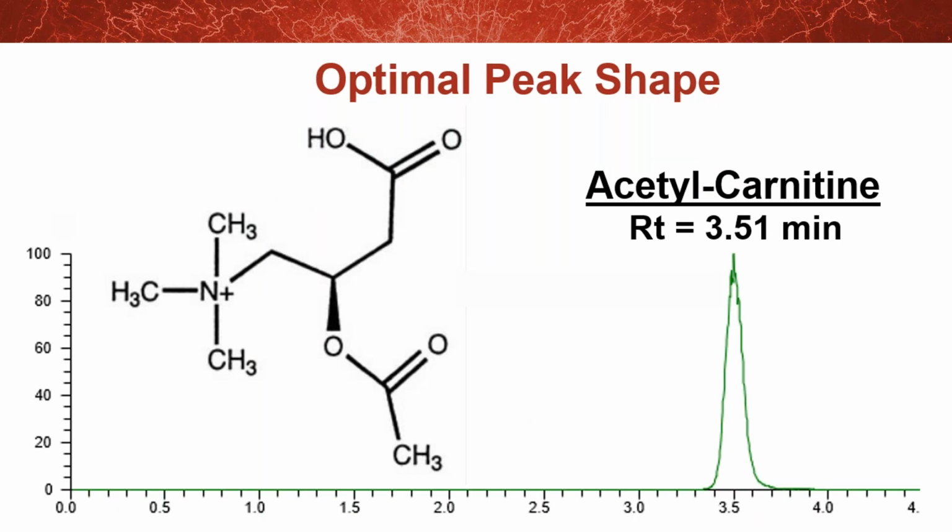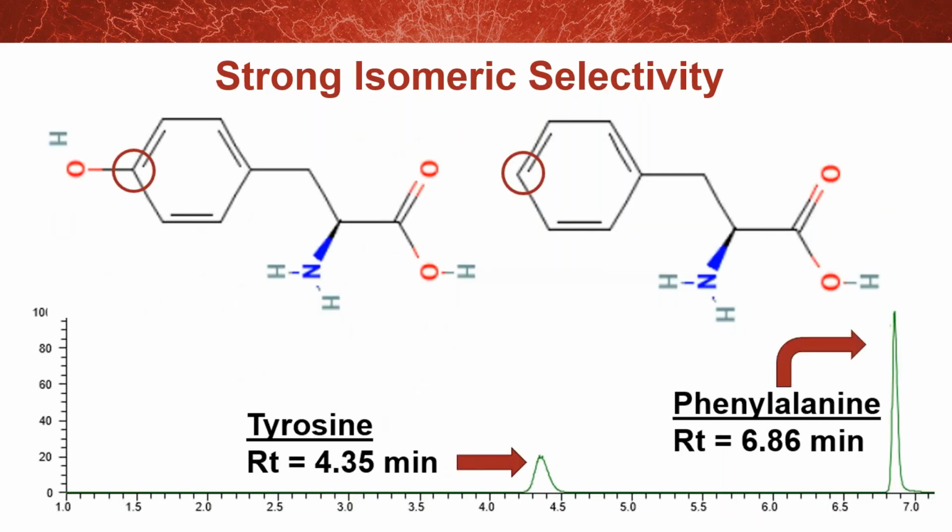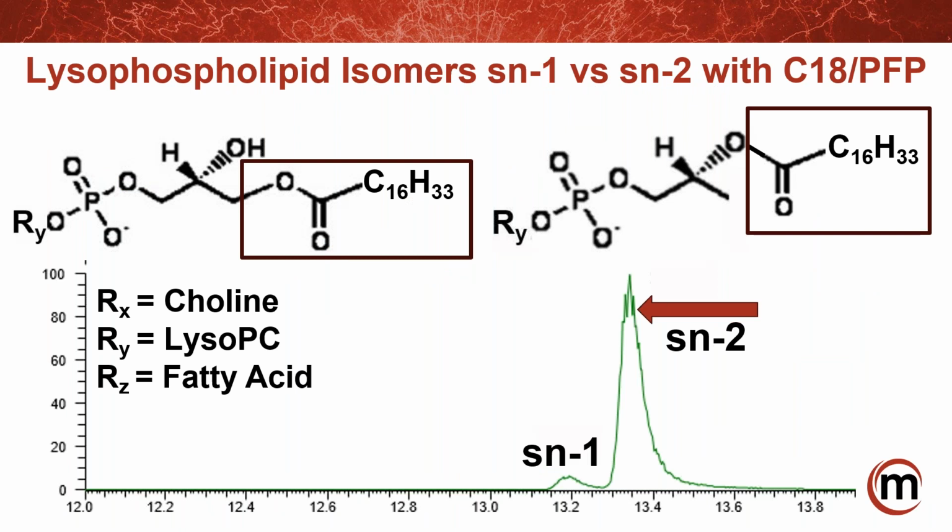Acetylcarnitine, you have that charged amine there, quaternary amine. That's going to give terrible peak shape on a C18, but you have really nice low metals content, monodisperse, highly efficient silica. You're getting beautiful peak shape. Strong isomeric selectivity with tyrosine and phenylalanine is a nice one. And then the lysophospholipid isomers of SN1 and SN2. You can see that here you're able to separate these things.